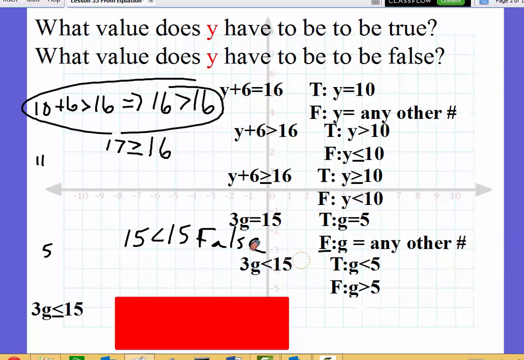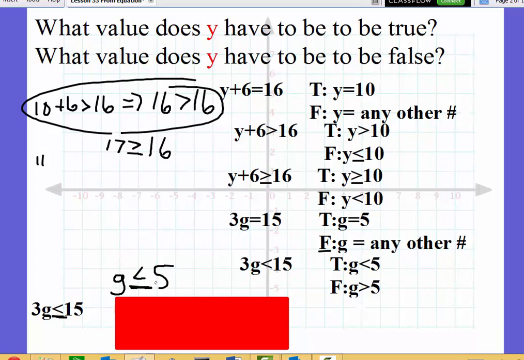Okay, our last one, and then we'll go on to our next problems at a little faster speed. What can I put in for g so that 3 times g is less than or equal to 15? Well, it's very similar to what I had up here, only this time I'm going to change. Since I have my underscore here, I know that it can be g is less than or equal to 5.